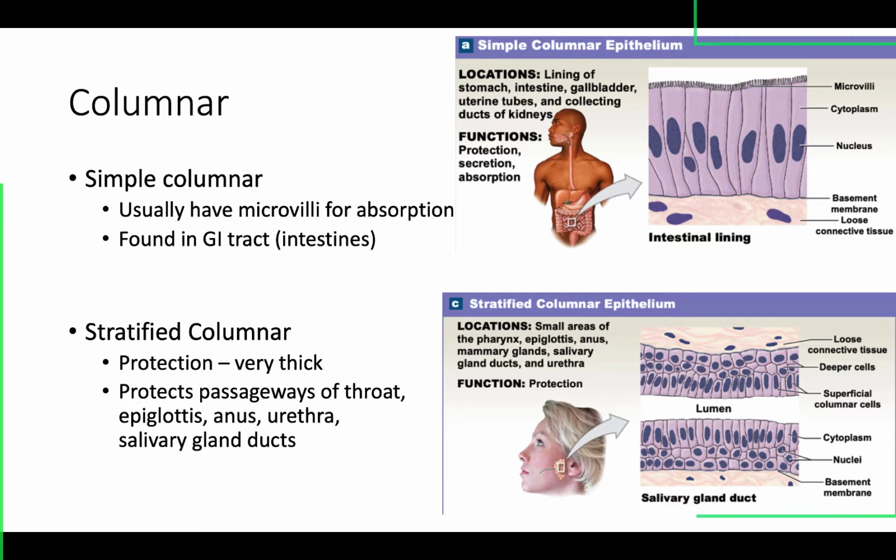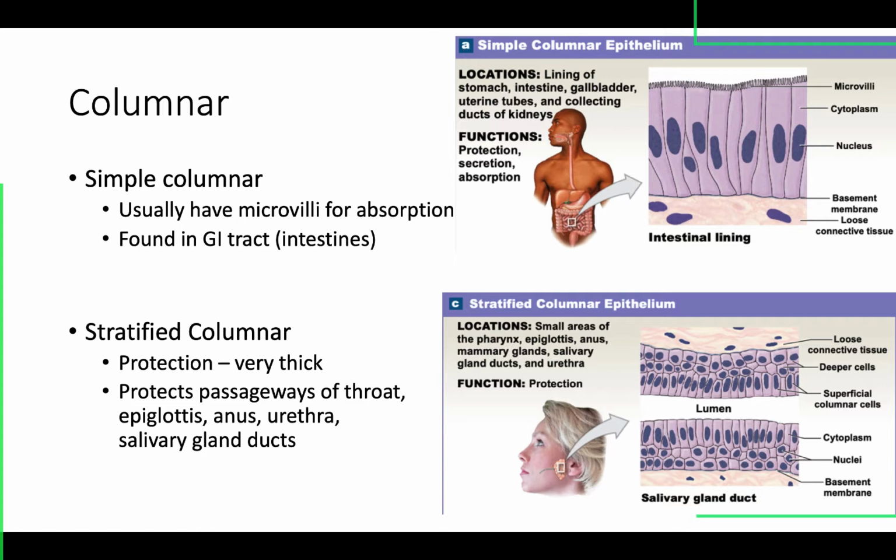It's thick. It's not to bring things across it. What you're seeing right here, the stratified columnar, is from one of your salivary glands called the parotid glands. Those are the glands that get really big when a person has the mumps. So we're taking a look at a cross-section of that salivary gland duct. But there's other areas that we find this as well, like in your throat, and in your epiglottis, which is where your food goes down to your stomach.